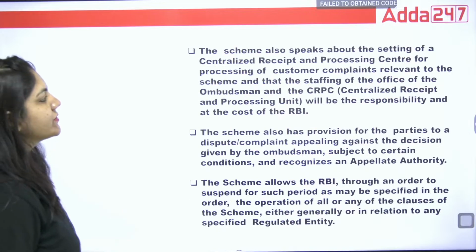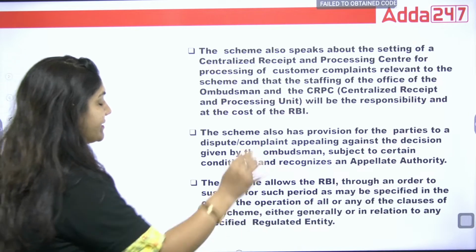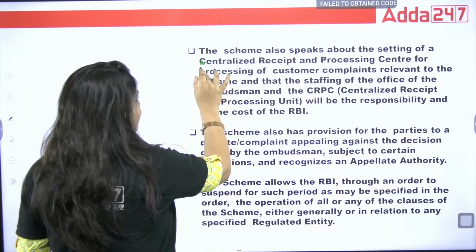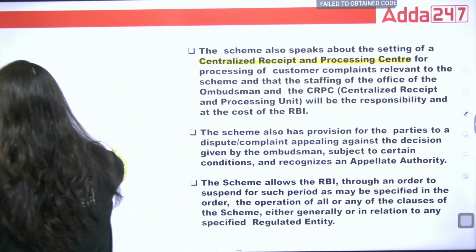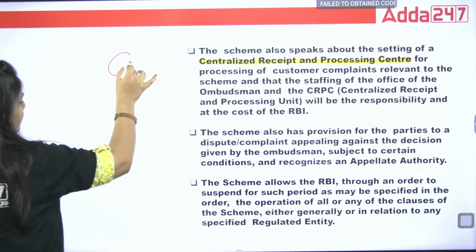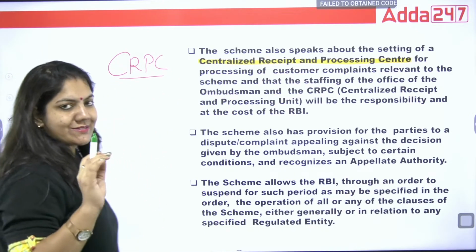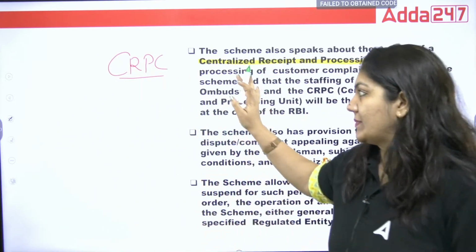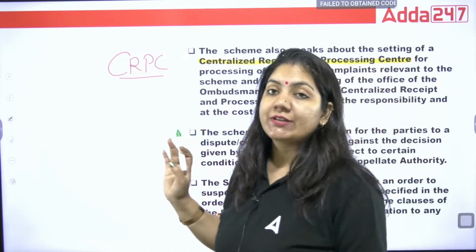The scheme also speaks about the setting up of the Centralized Receipt and Processing Center. This is very important, guys. What is this? The short name is CRPC. So what exactly is the CRPC? That is so simple. This is the processing center in which, if any complaint is made, that CRPC will initiate the complaint.